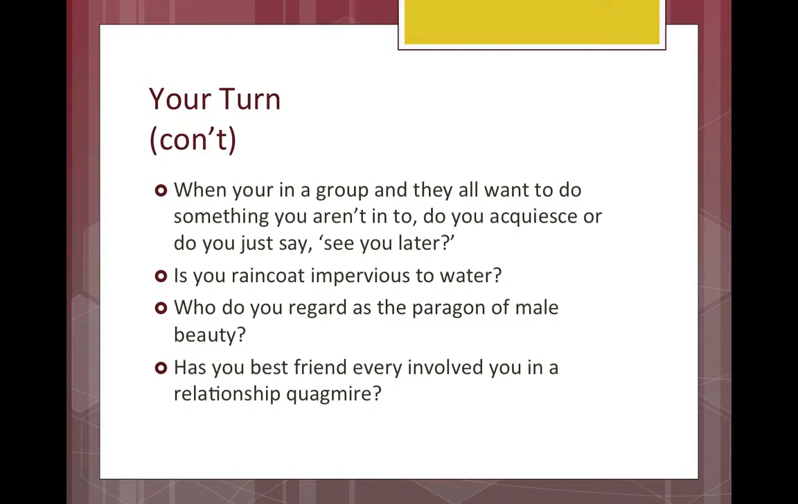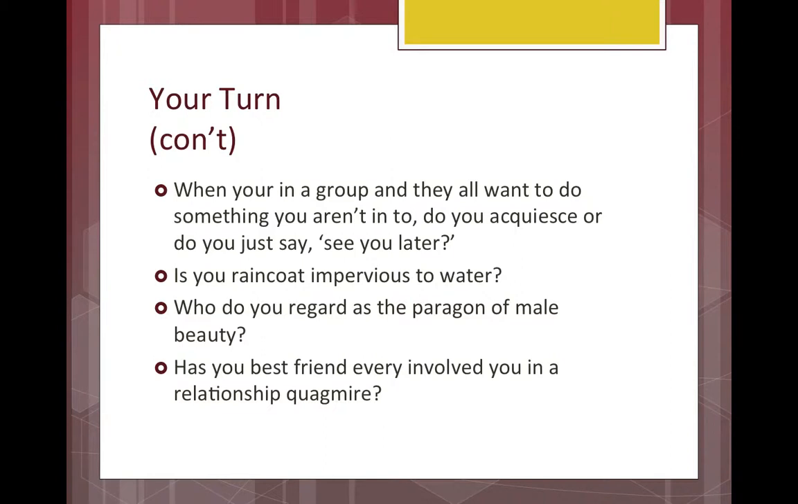Next, when you're in a group and they all want to do something that you aren't into, do you acquiesce? Or do you just say, see you later? So if you acquiesce, you're giving into the crowd and kind of doing what they want to do, even though you don't really want to. Or if you weren't going to acquiesce, maybe you would just go home and do something that you really want to do yourself.